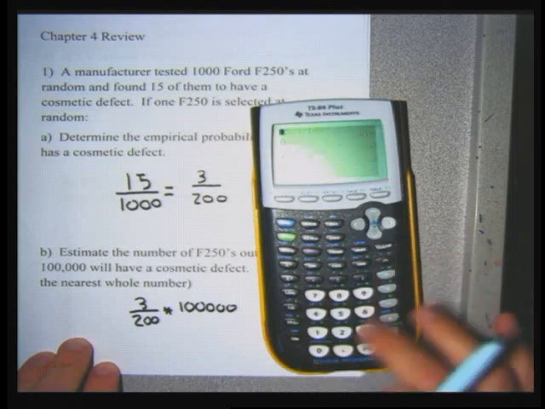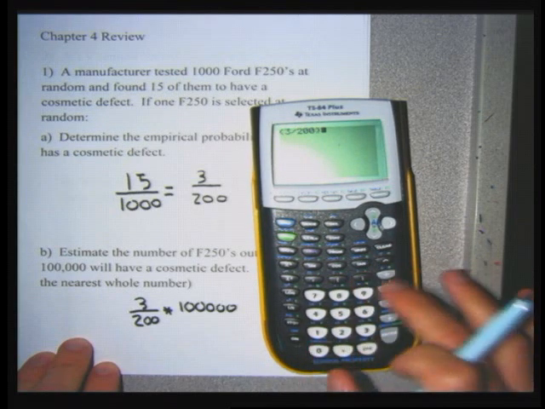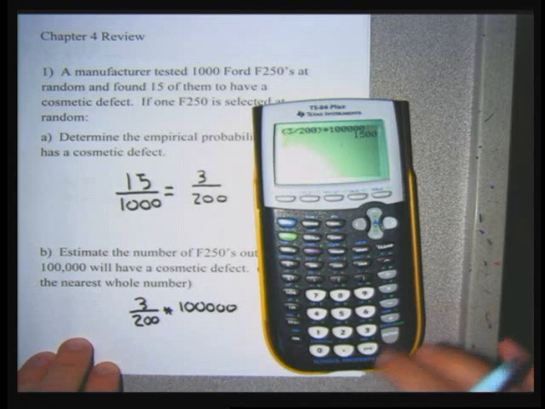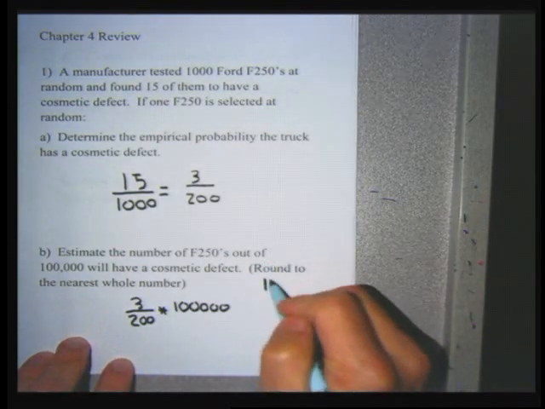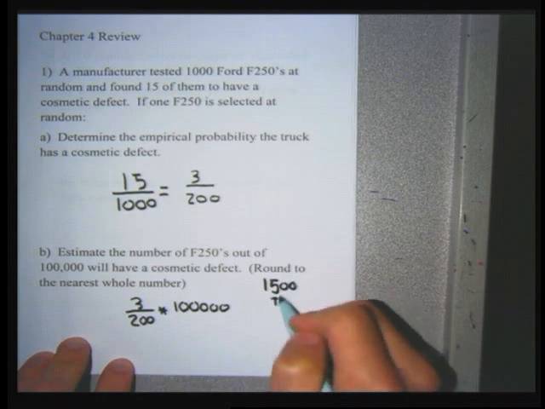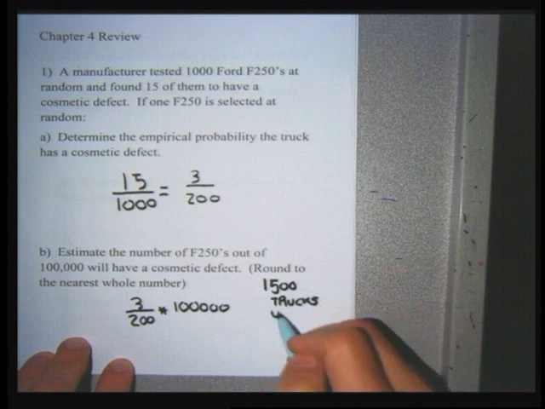It's supposed to go parentheses 3 divided by 200 times 100,000, and I get 1,500 of them. So it would probably be nice if I wrote some words with the numbers, but I'll live with just the number.